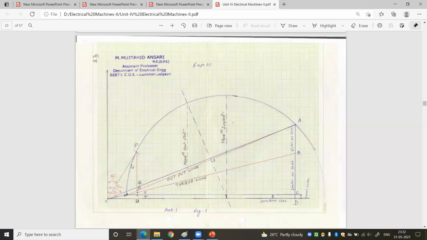Now similarly, the maximum input of the motor is found if you draw the tangent to the circle at its half, so this is the maximum input. Similarly, the intersection of this line with the output line is the maximum output.